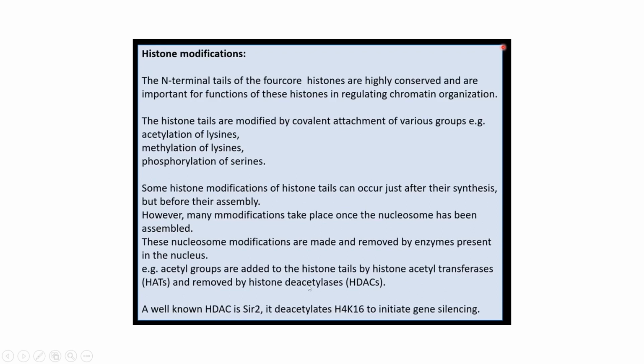So generally there are histone deacetylases. One of the histone deacetylases given here as an example is SIR2, which deacetylates H4K16 to initiate gene silencing. H4K16 means histone 4, and K16 means the lysine residue at the 16th position of histone H4. So that is how it is denoted, H4K16.